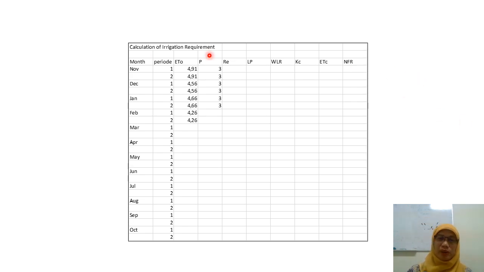Next, we calculate the percolation, because in the data the percolation is 3. You just put 3, 3, 3, 3, 3 for the whole period. We have crops of rice here in this column.